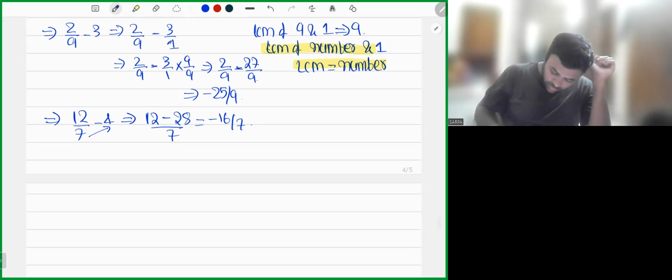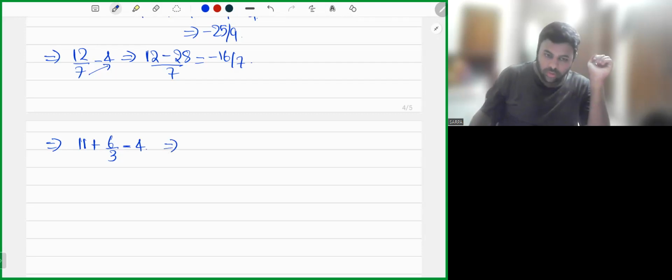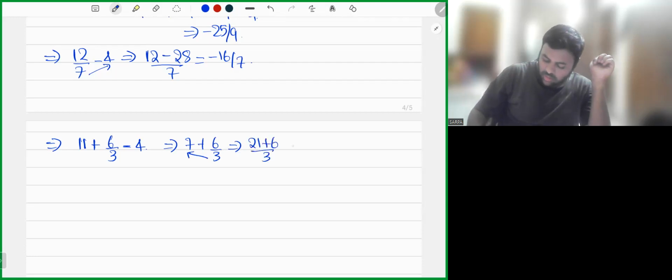One last example. You are having 11 plus 6 by 3 minus 4. Now, if you are having it like this, what will you do? First, you do 11 minus 4. 11 minus 4, 7 plus 6 by 3. Now, directly you do it. Don't apply any rules of LCM. 7 into 3, 21 plus 6 by 3. 21 plus 6, 27 by 3. What is 27 by 3? It is equal to 9.